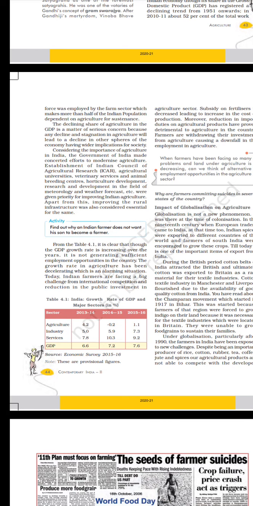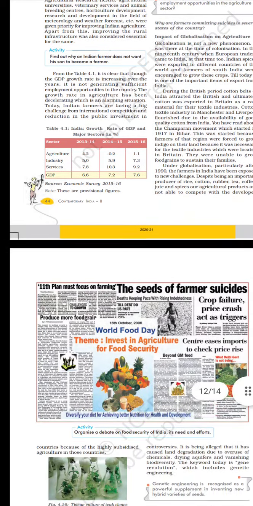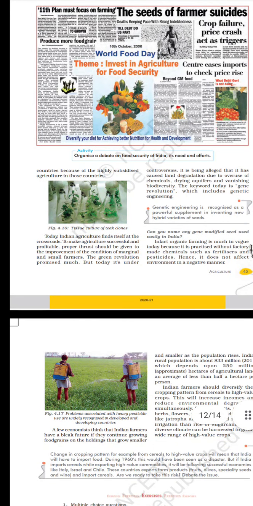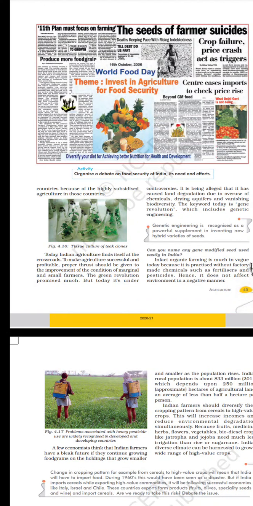Under globalization, particularly after 1990, the farmers in India have been exposed to new challenges despite being an important producer of rice, cotton, rubber, tea, coffee, jute, and spices. Our agriculture products are not able to compete with the developed countries because of the highly subsidized agriculture in those countries. Take a look at figure 4.16, tissue culture of tea clones.